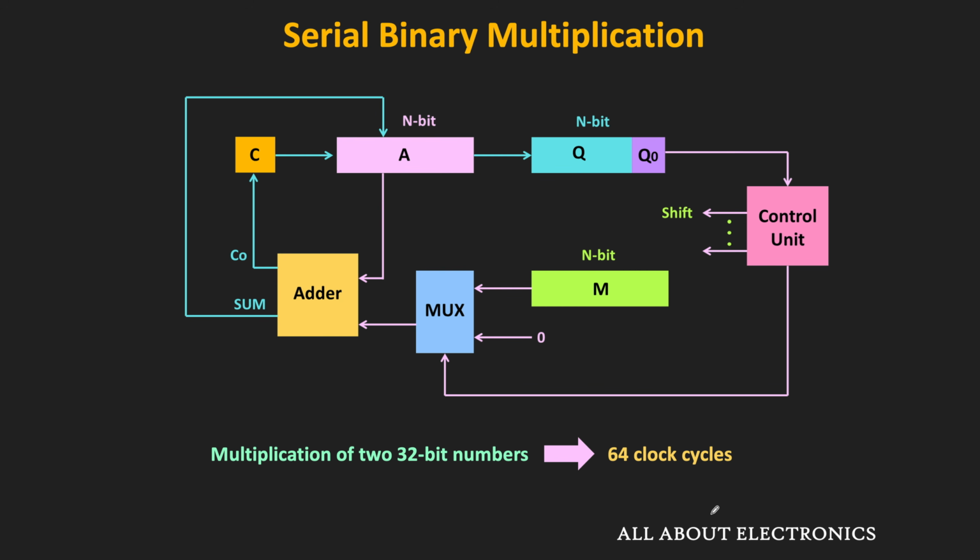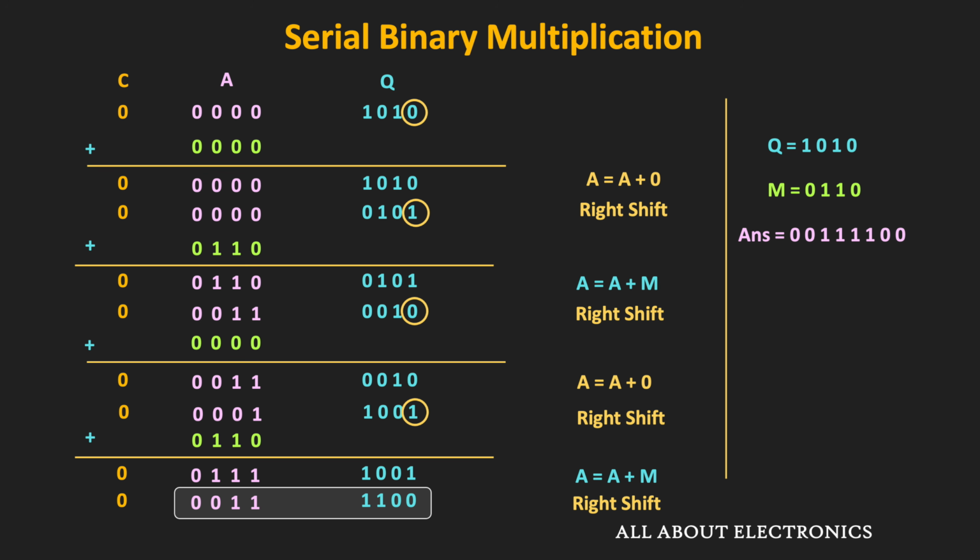In serial multiplication using the add and shift method, we compare each bit of the multiplier, one at a time. If that bit is 0, we add 0 to the accumulator, and if it is 1, we add the multiplicand to the accumulator. After that, we perform the right shift operation.